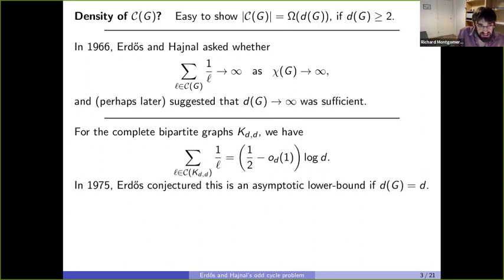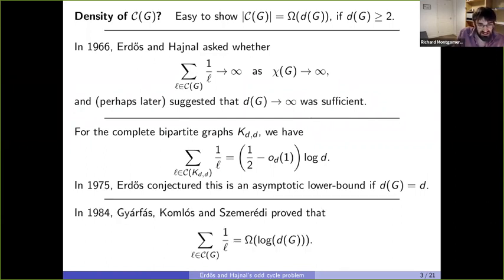Indeed, we know that this is the right rate of growth for the optimal universal lower bound, thanks to Liu, Komlós, and Szemerédi in the 1980s. They proved that the sum is indeed at least linear in the logarithm of the average degree of a graph. So that's very nice and answers the question of Erdős and Hajnal from the 60s.